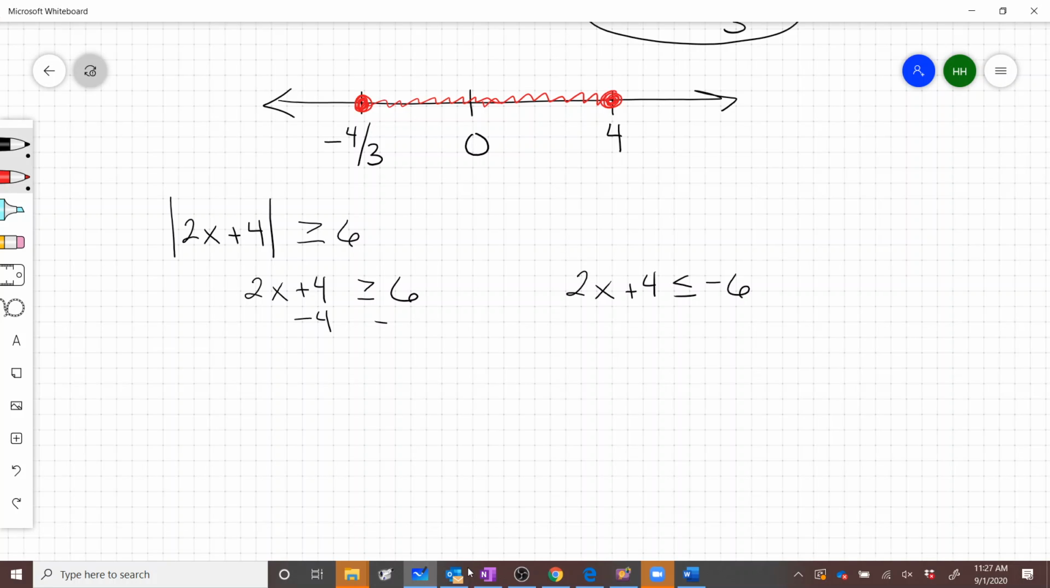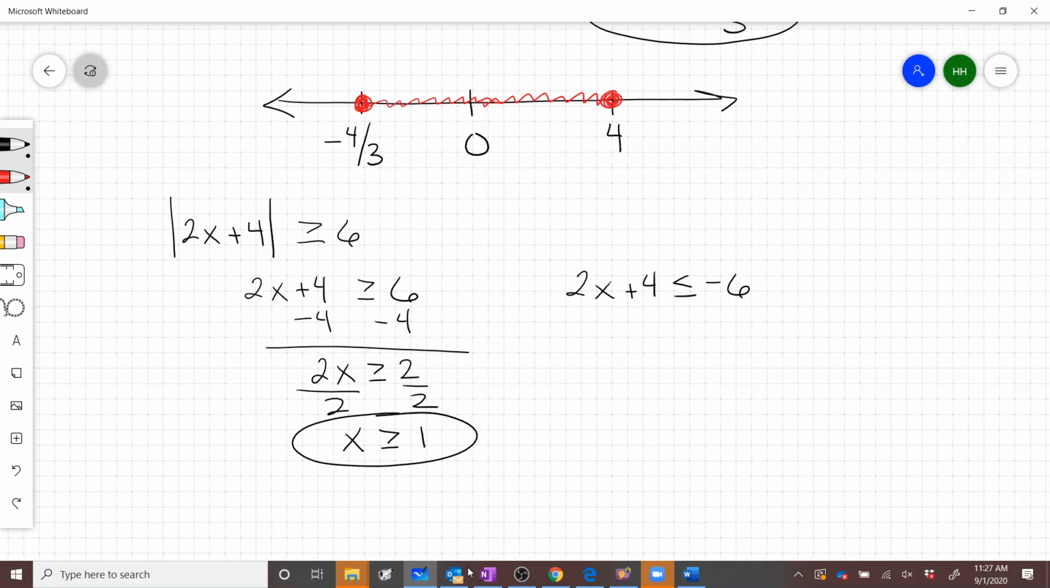Subtract 4. 2x is greater than or equal to 2, and then divide by 2. X is greater than or equal to 1. There's one solution. Subtract 4. 2x less than or equal to negative 10, divide by 2. X less than or equal to negative 5.